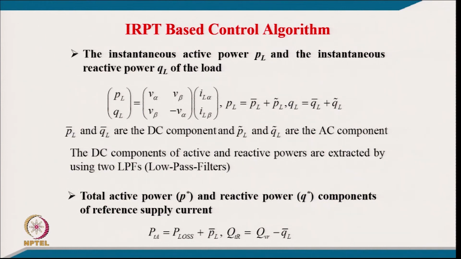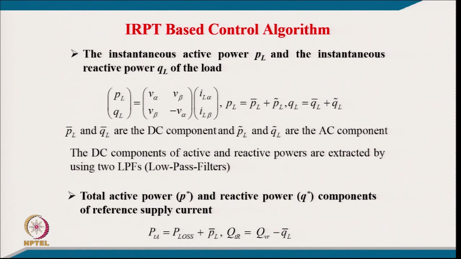So, PL and QL DC are the DC components, and P AC and QL AC are the AC components of the load. The DC components of active and reactive power are extracted using two low pass filters, and we get the total active power that has to flow from the supply: the loss component and the load active component, which have to come from the supply, and the fundamental component of the D STATCOM has to be subtracted. So, from the supply we must have only the fundamental component.